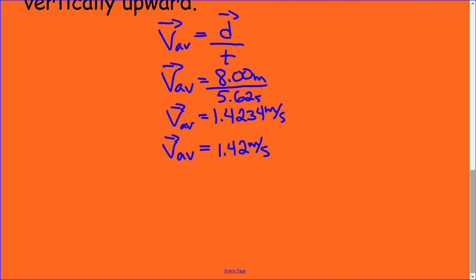meters per second. And now I need a direction because this thing's a vector, and our direction in this case, we really don't have an east, north, southwest kind of direction, but we knew that it was vertically up. You just have to say where it's going.